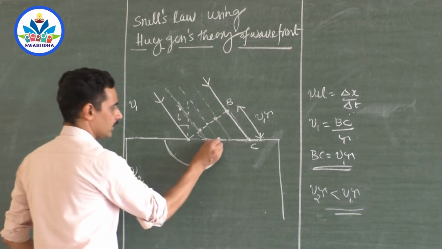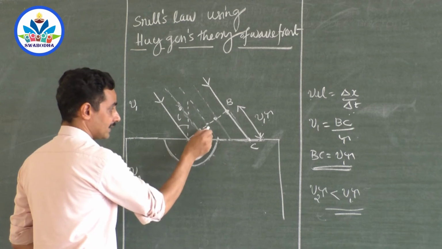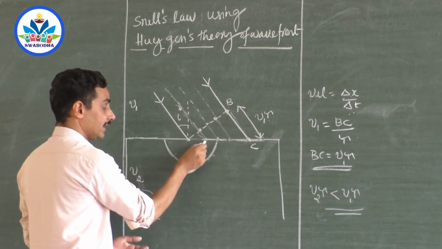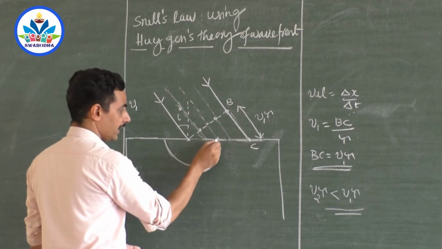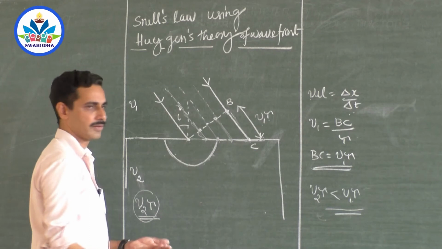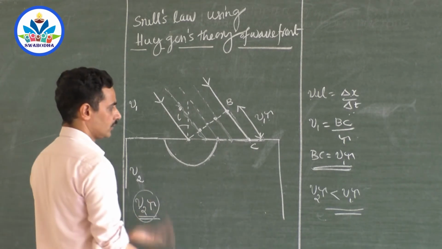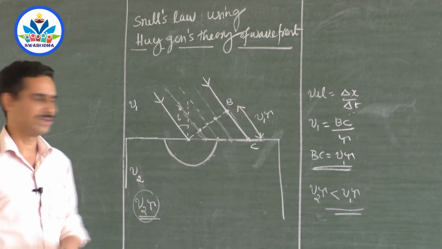So what about this one? This will take still less time to travel inside the medium because it has hit this surface even later than this one. So it may get a chance of traveling for 4 seconds. This may get a chance of traveling for 3 seconds or 2 seconds, and this may not get any chance of going into this medium.